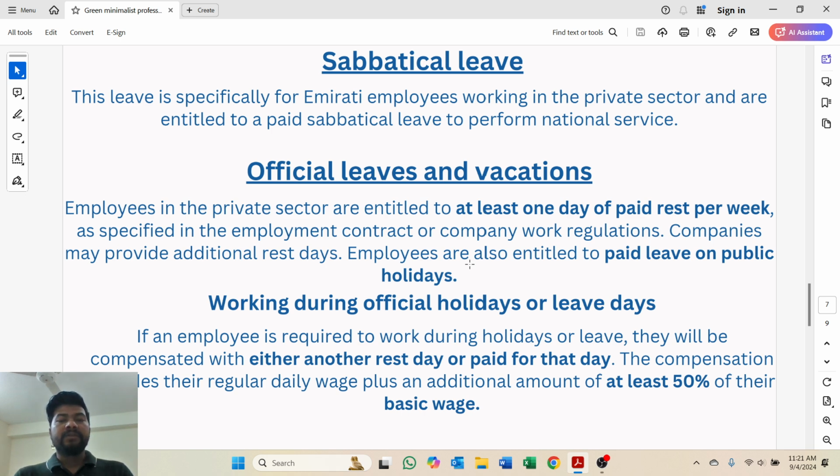Okay, now let's understand what happens if an employee is working during official holidays or leave days. If an employee is required to work during holidays or leaves, they will be compensated with either another rest day or payment for that day. If the compensation is to be paid, then it will be the regular daily wage plus an additional amount of at least 50% of the basic wage, which can be called overtime work.